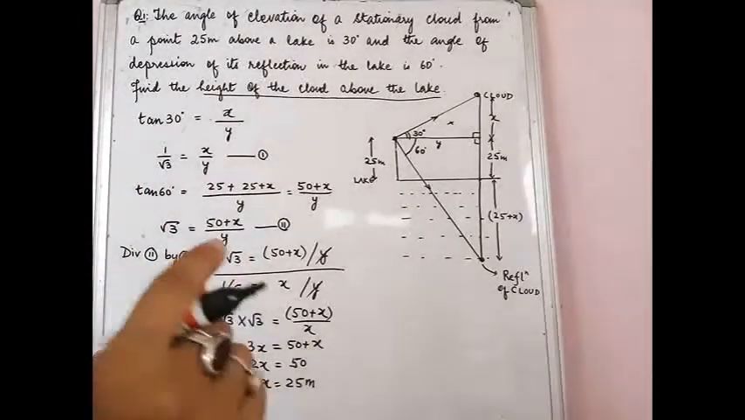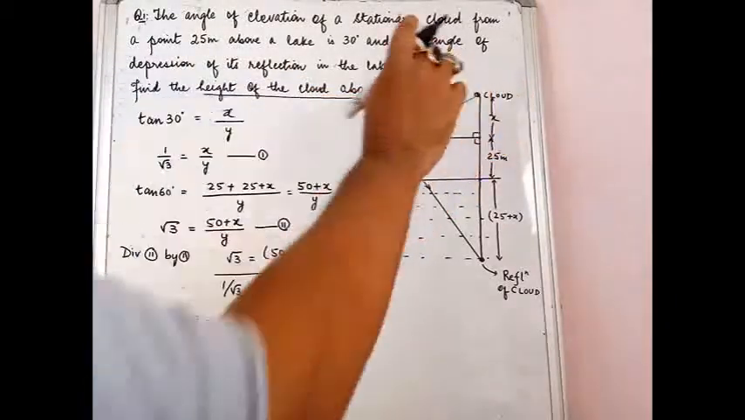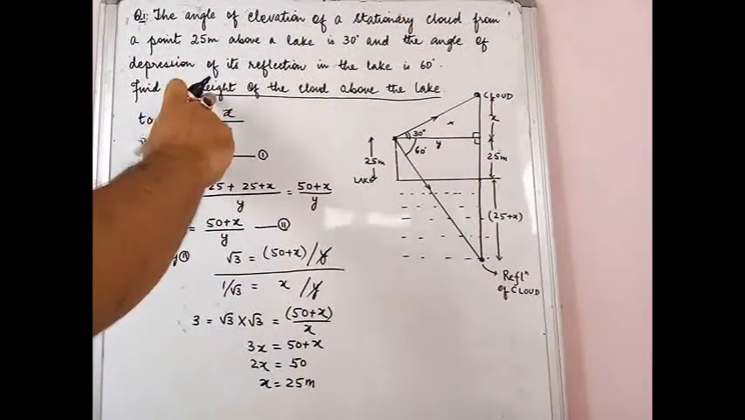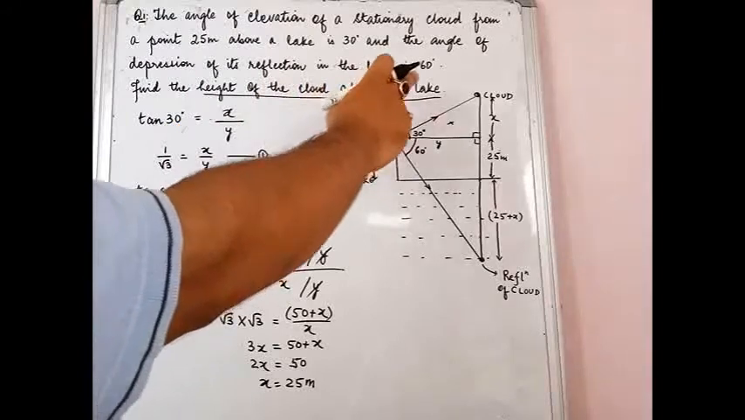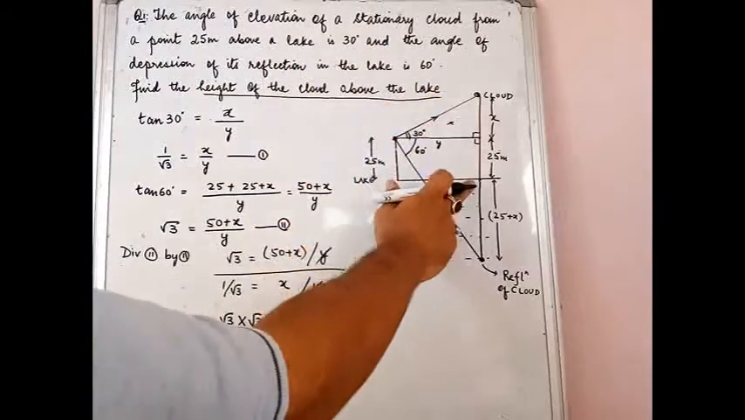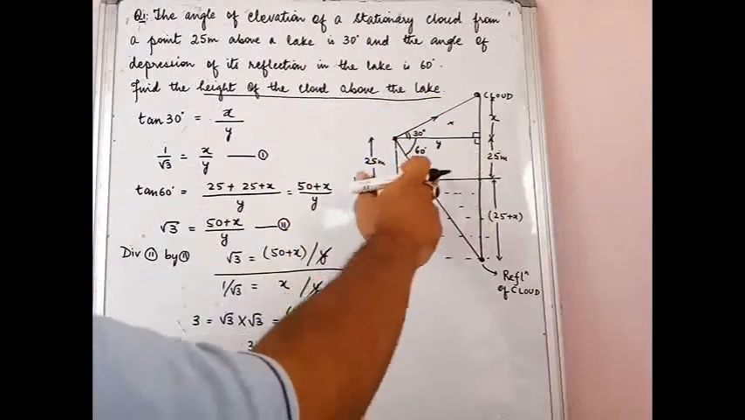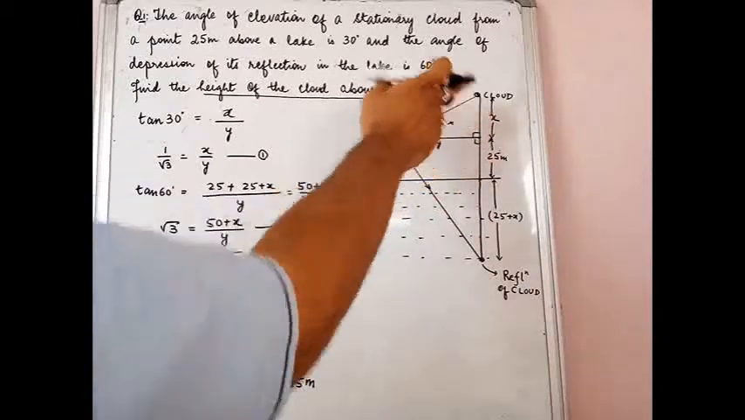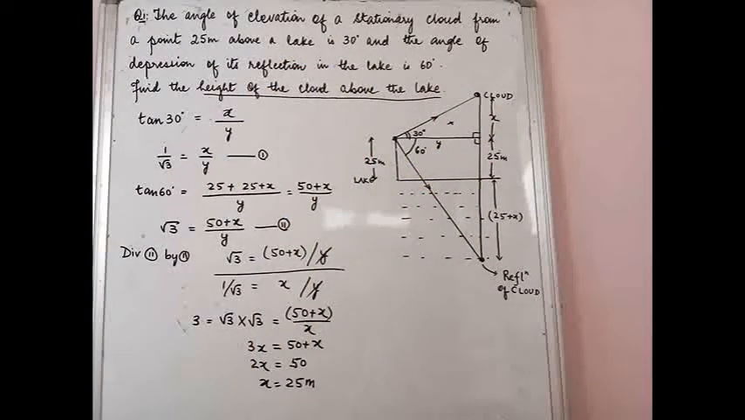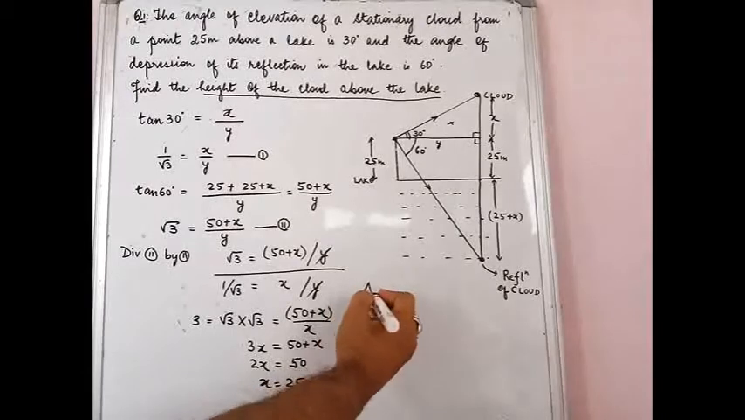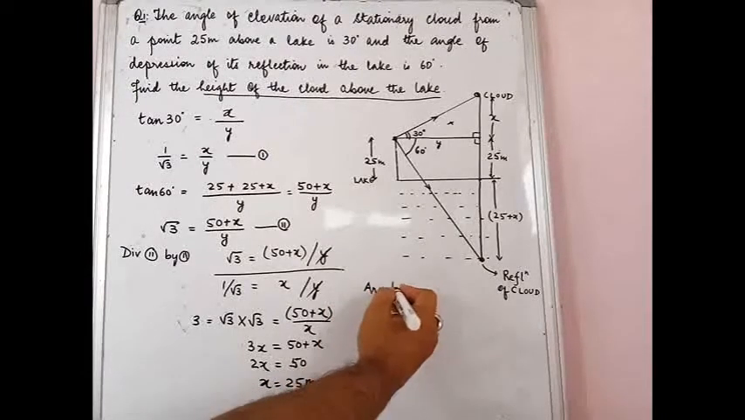But this is the value of x only. What is the question asking? The question is asking the height of the cloud above the lake. This is the cloud, this is the lake level. So that means this entire 25 plus x will be the height of the cloud. So you will write your answer over here.